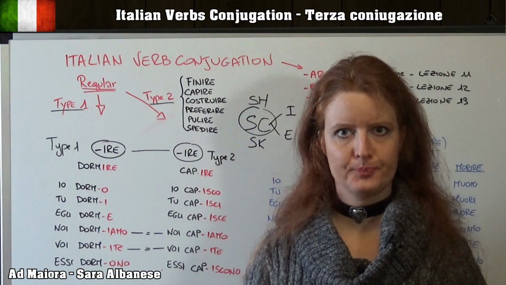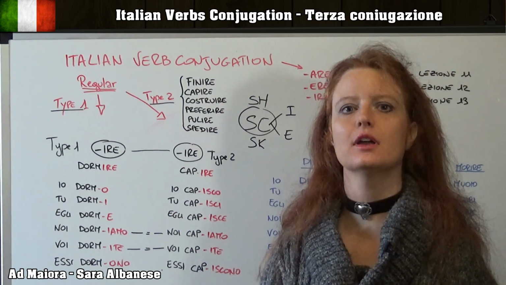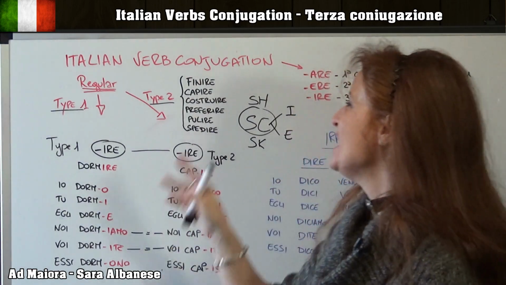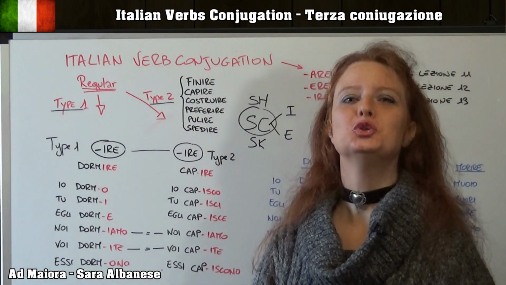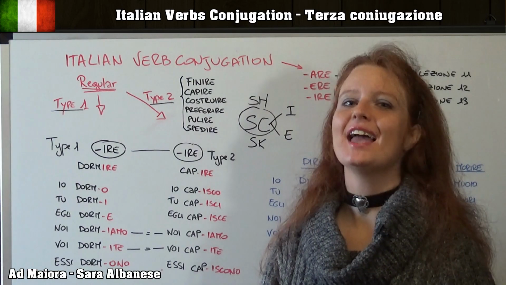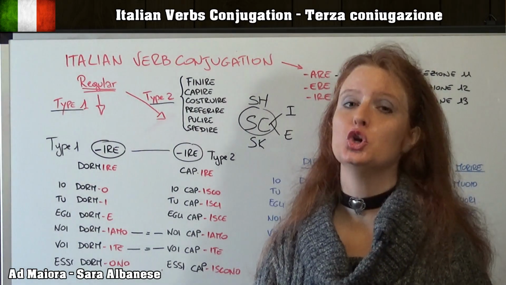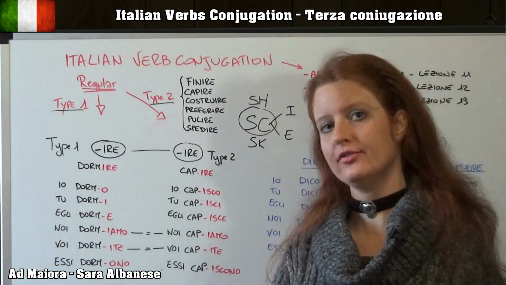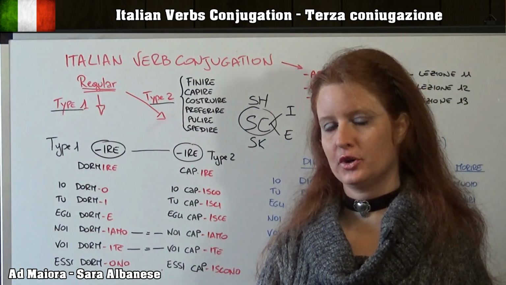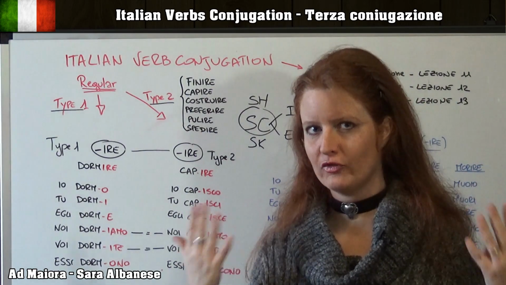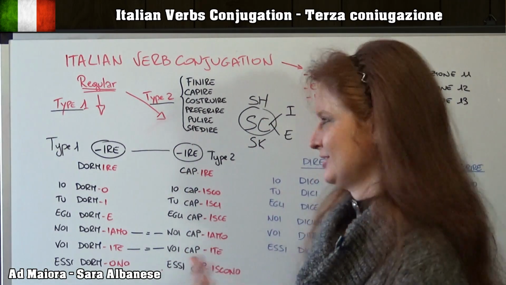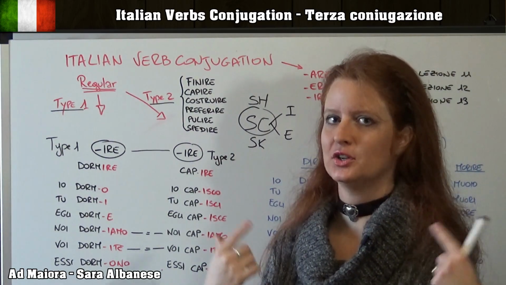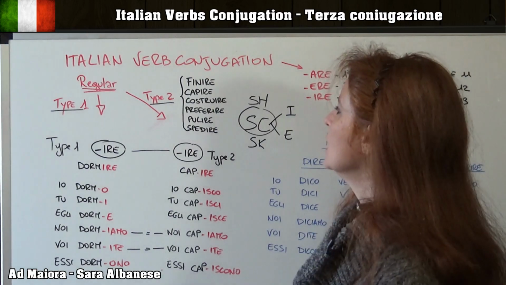Preferire, to prefer something over something else. I'm sorry, I was conjugating that in English. Io preferisco, tu preferisci, egli preferisce, noi preferiamo, voi preferite, essi preferiscono. How's it going? It's becoming more familiar, okay? I'm repeating that again and again, so it becomes more familiar to you.